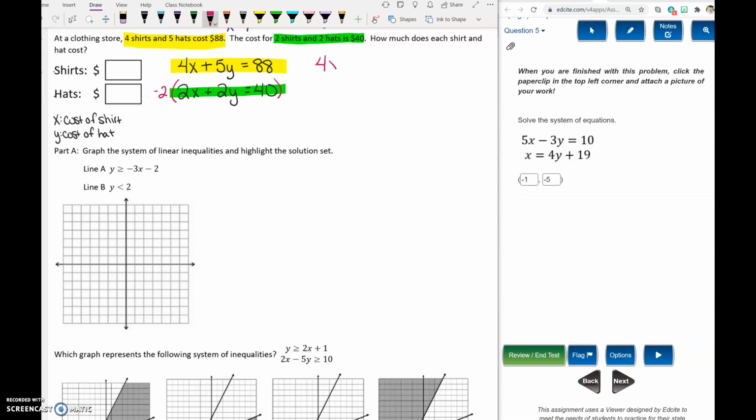So I've got 4x plus 5y equals 88, and my new second equation, -4x minus 4y equals -80. Add these together, I get 1y equals 8. The y is our hats, so we have $8 per hat. Then find one of these equations. I'm going to choose 2x plus 2y equals 40 because it's smaller numbers.